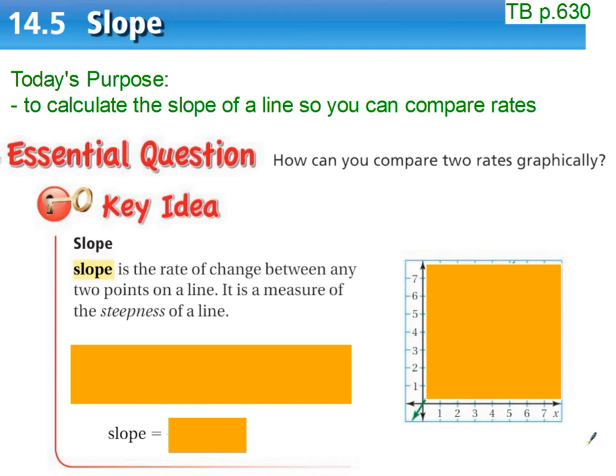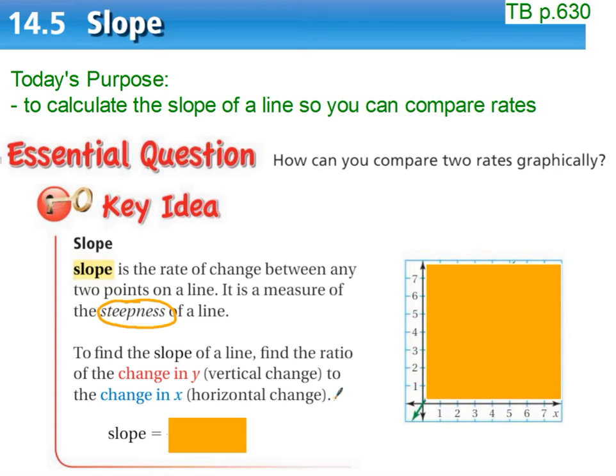Okay, let's first define slope. Slope is the rate of change between any 2 points on a line. It is a measure of the steepness of a line. So how steep the line is determines the slope.